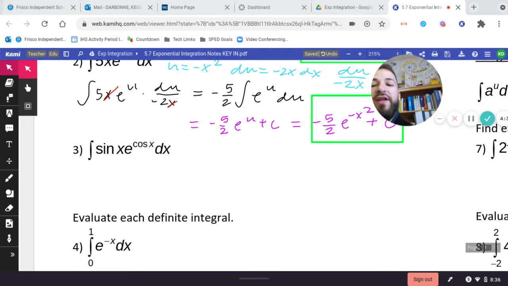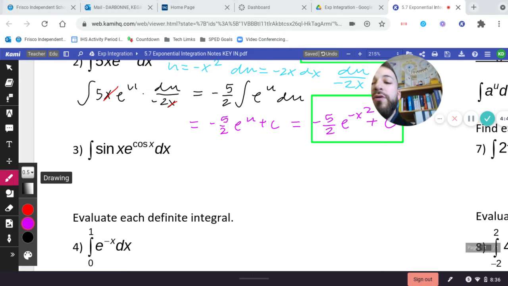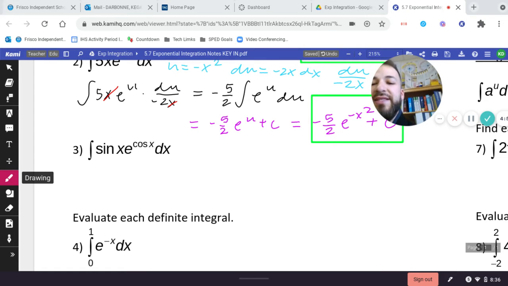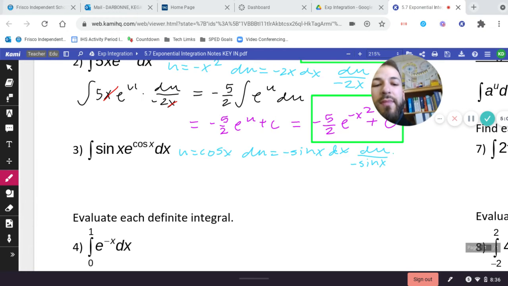One more indefinite integral. Integral of sine of x e to the cosine of x dx. Okay, so this one's tricky. Once again, though, cosine's derivative is negative sine, so it's probably going to get that sine to cancel out. So what's up in the e makes sense as my u. So u is equal to cosine of x, which means du is equal to negative sine of x dx, which means du divided by negative sine of x is equal to dx.